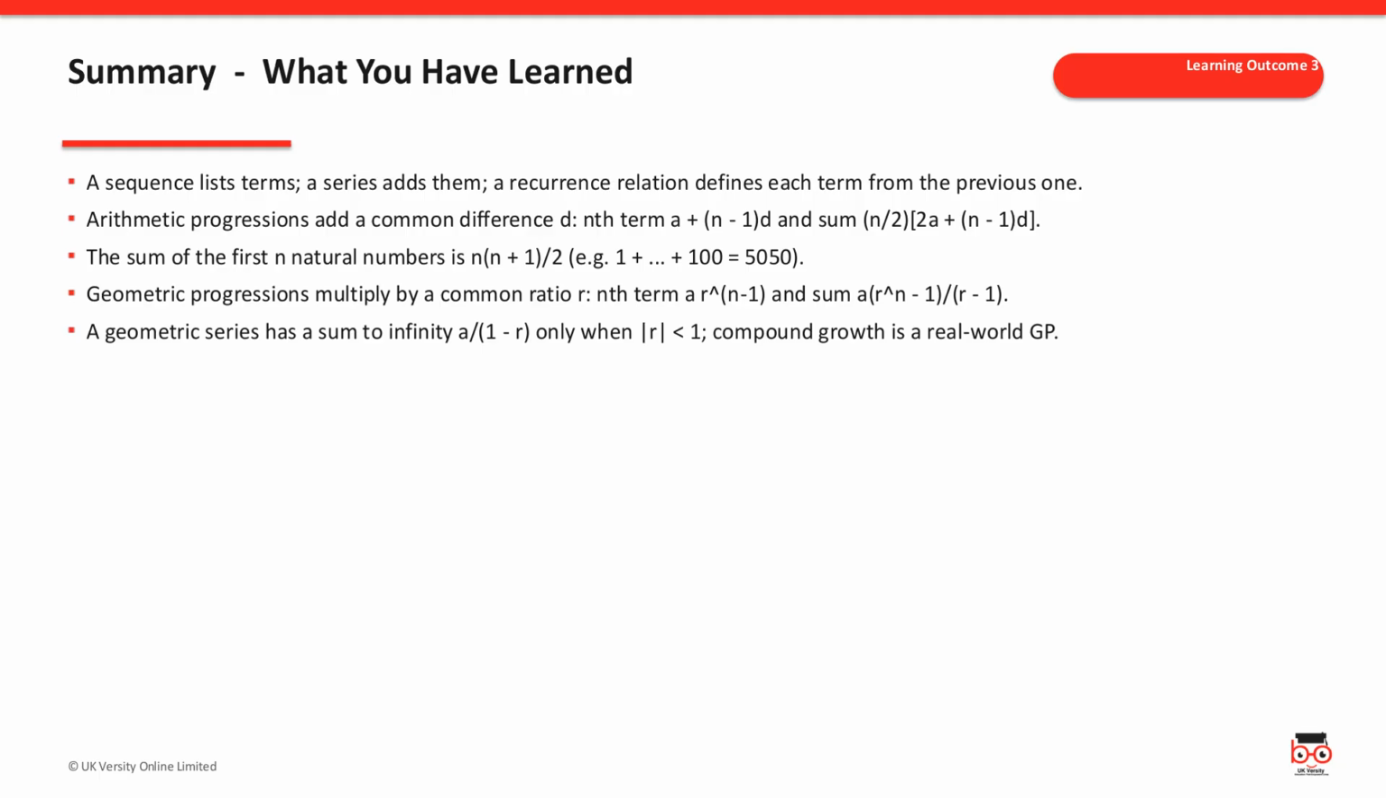Let's recap the outcome. A sequence lists terms, a series adds them, and a recurrence relation defines each term from the previous one. Arithmetic progressions add a common difference, with nth term a plus n minus 1 times d and their neat sum formula, and the first n natural numbers add to n times n plus 1 over 2, giving that 5,050. Geometric progressions multiplied by a common ratio have their own nth term and sum formulas, and enjoy a sum to infinity when the size of r is less than 1, which is exactly what compound growth relies on.